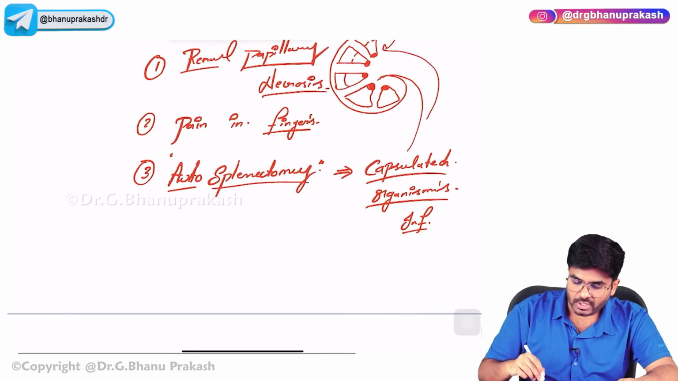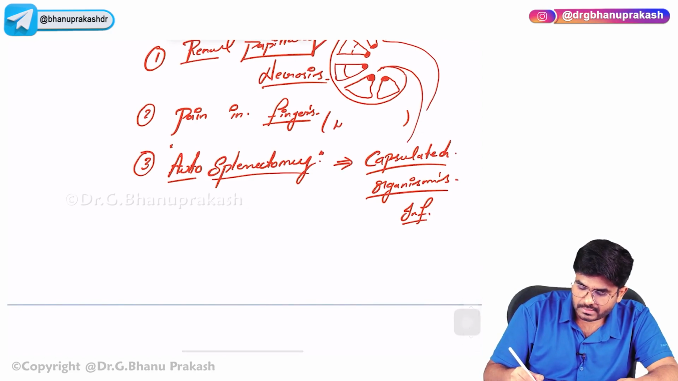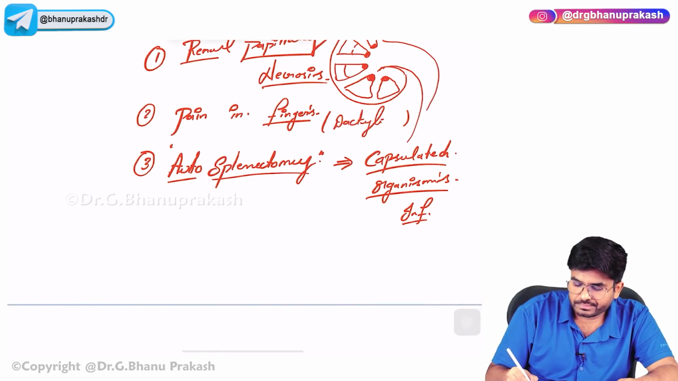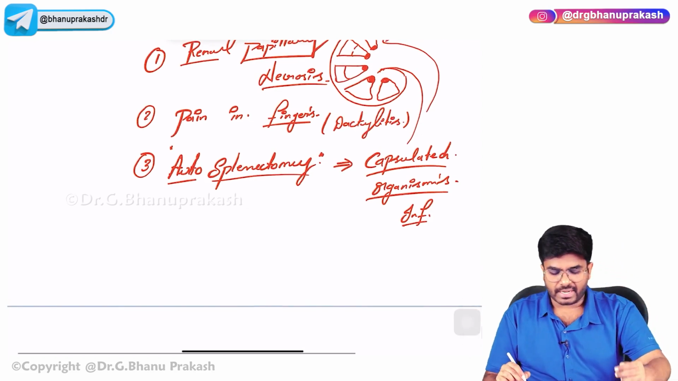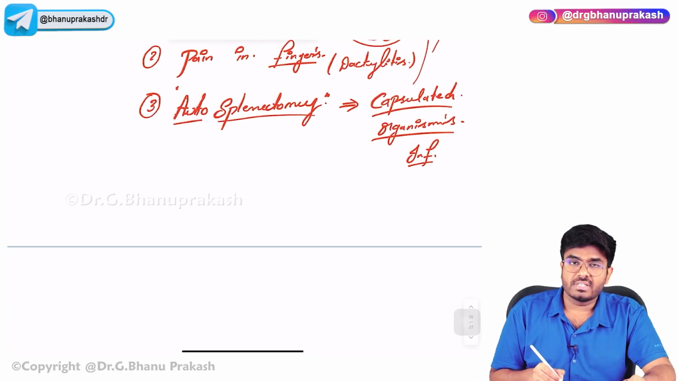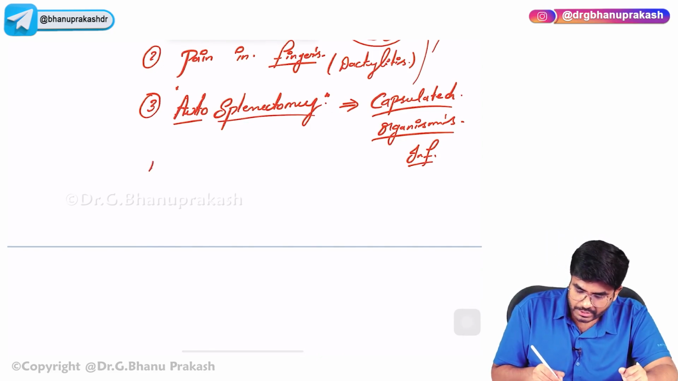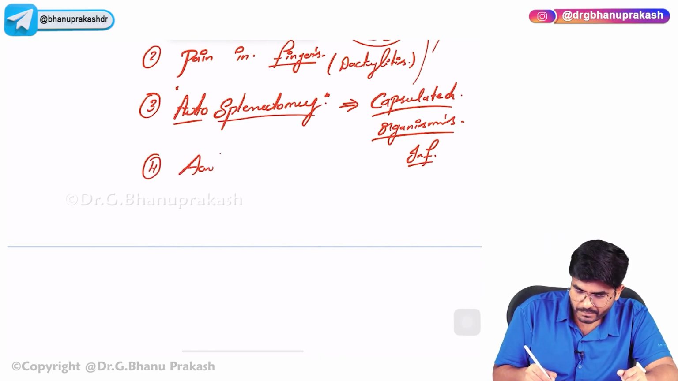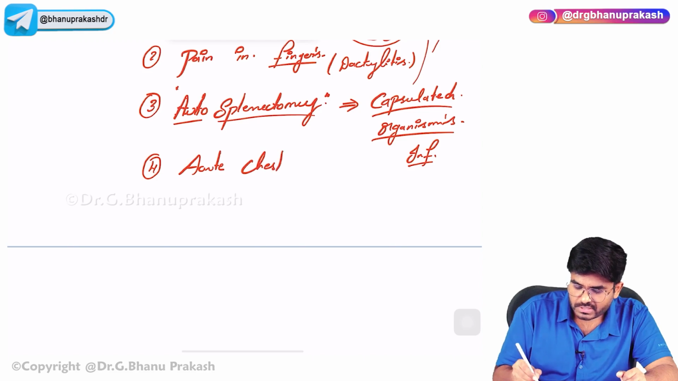Pain in the fingers is called dactylitis. Dactylitis is going to be seen, renal papillary necrosis and autosplenectomy are going to be seen. Blockage of blood vessels to the lung will cause acute chest syndrome. Acute chest syndrome.